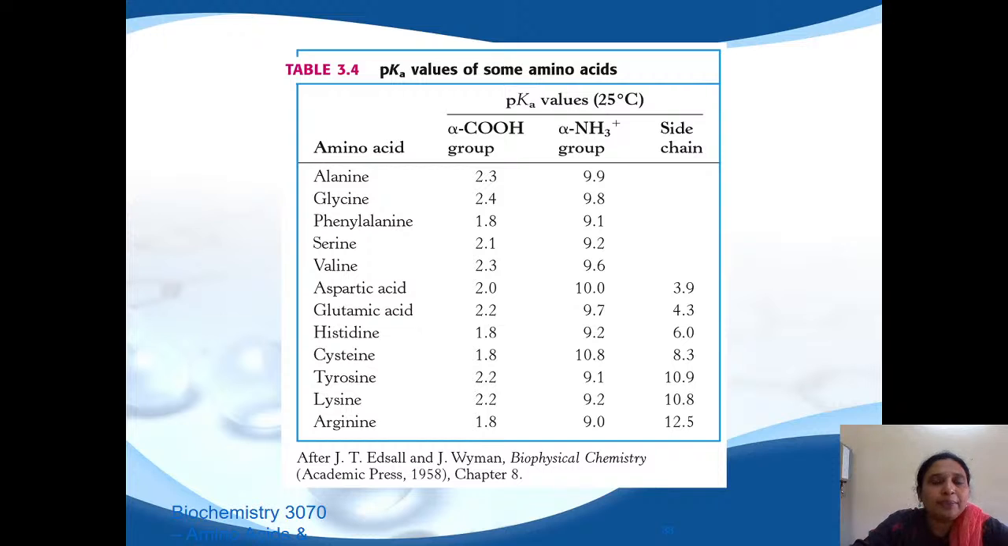Now, the pKa values of amino acids vary. This is the list of pKa values for some amino acids. For alanine, at 25 degrees, the pKa of the alpha carboxyl group is 2.3 and of the alpha amino group is 9.9. Please note down, for glycine it is 2.4 and 9.8. For phenylalanine the alpha carboxyl group is 1.8, and the amino group is 9.1. Please note down the list of these pKa values.